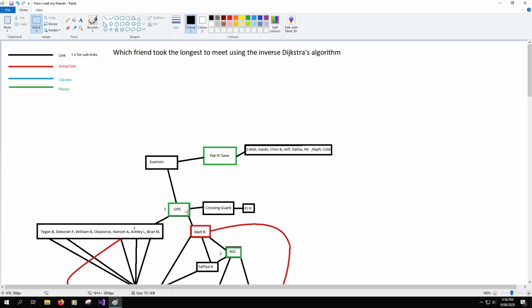Okay, so OPS, that's primary school. Just for privacy reasons, I've only put their first name and last name initial. So from primary school, I've got Tegan B, Deborah P, William B, Clarence, I actually don't know his last name, Hamish A, Ashley L, question mark. I'm not sure when I met her. I know it's around primary school or intermediate, and then Brian M, Matt B.